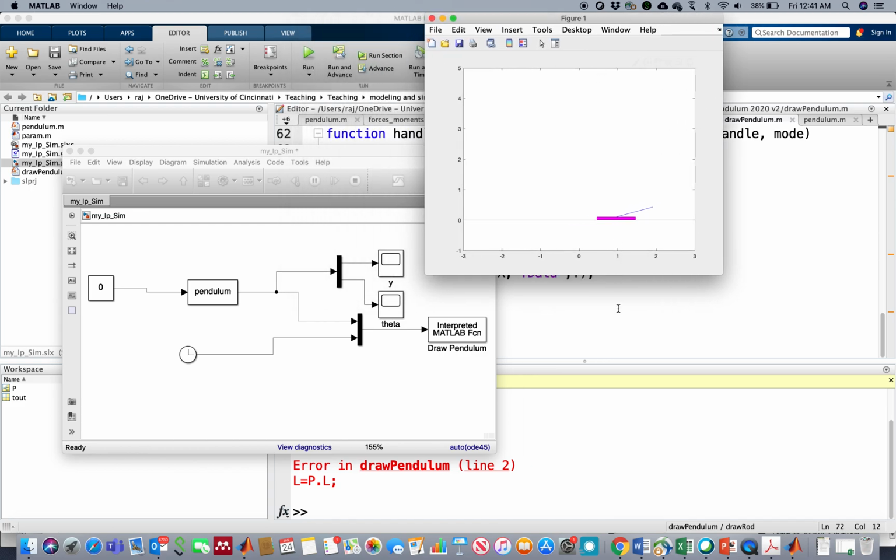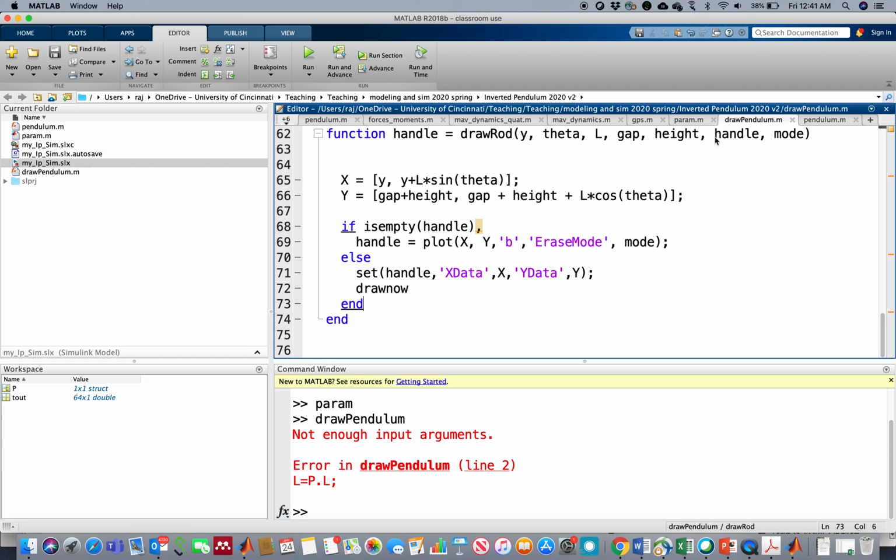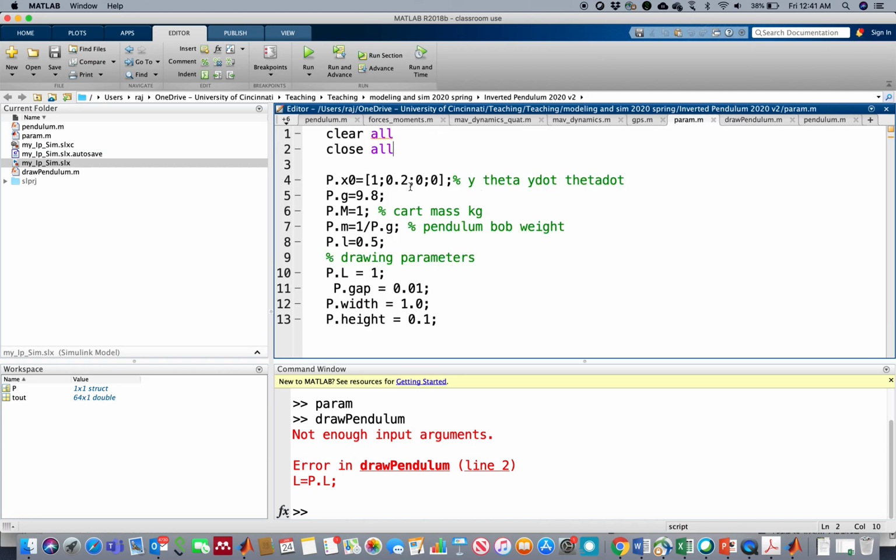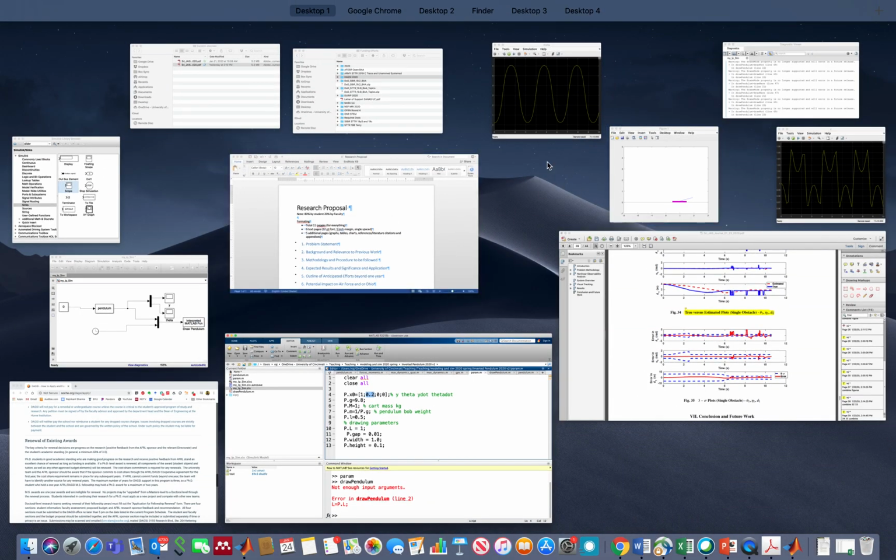For example, in this simulation, our parameter says y is 1, that is the displacement, and 0.2 is theta, and the velocities, y dot and theta dot, are 0, 0. So 0.2 means around 10 degrees initial angle, right?